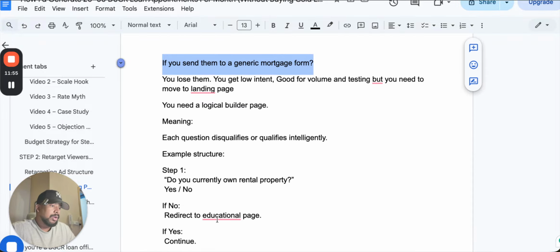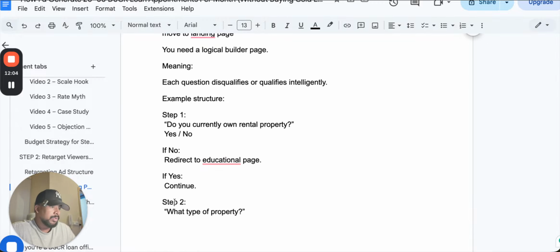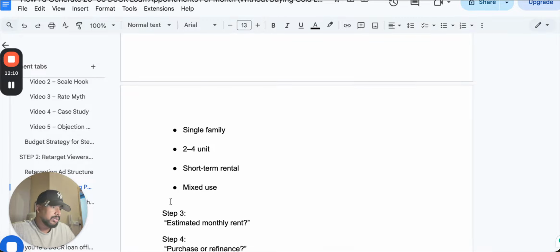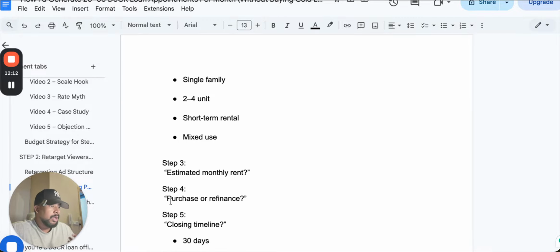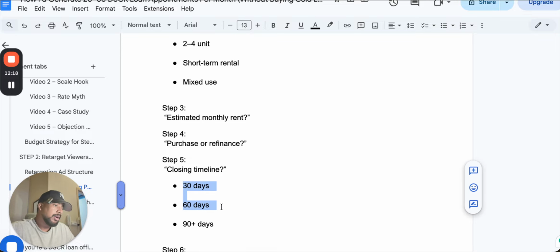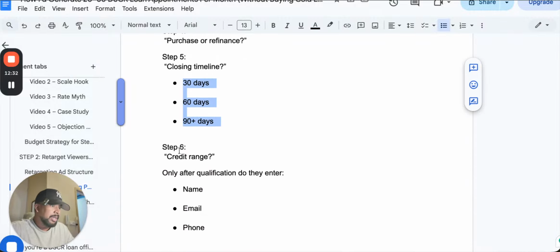For example, if you have the question, do you currently own a rental property, yes or no? If no, send them to a different page. If yes, continue. Step 2, question number 2: what type of property? Single family, 2 to 4 units, short-term rental, mixed use. Step 3, monthly rent. Step 4, do they want to purchase or refinance. Step 5, timeline to close. Again, you can build different if-else logic in that, so you get highly qualified leads who want the loan right now, in the next 2 or 3 months, depending on the quality you're looking for. And step 6 can be a range, qualifying and disqualifying with logic builders and things like that.